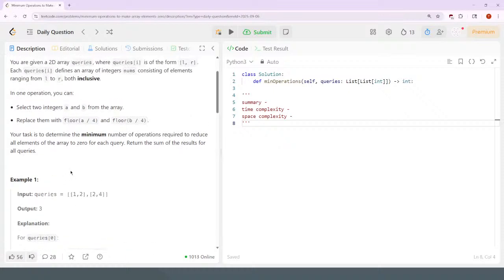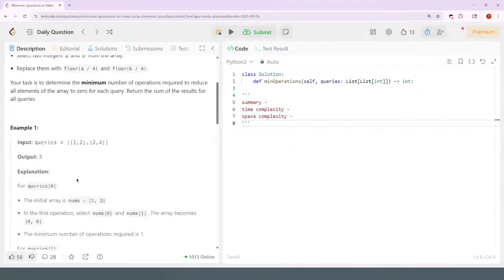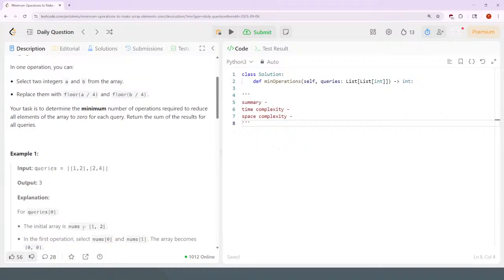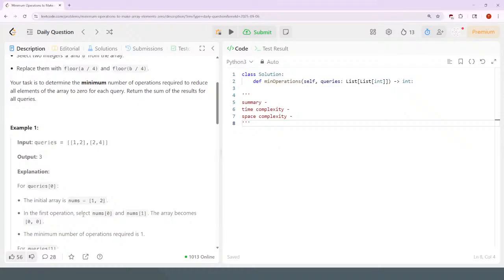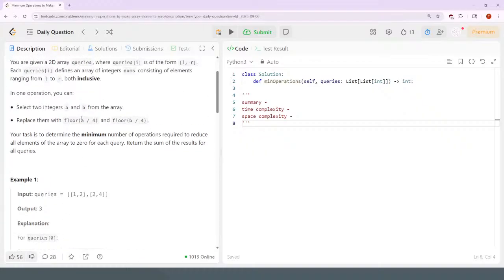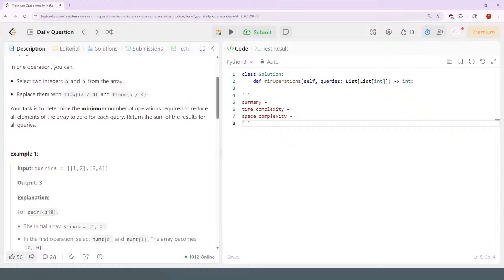So the queries are [1, 3], [1, 2], and [2, 4]. For query 0, the initial array is [1, 2]. First operation, select 1 and 2. The array becomes [0, 0], because 1 divided by 4 is 0, and 2 divided by 4 is 0.